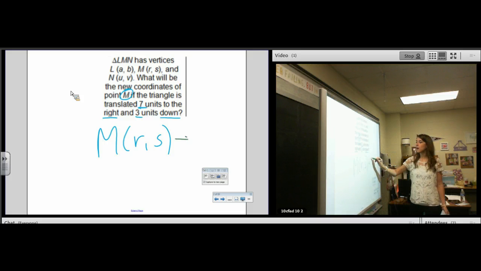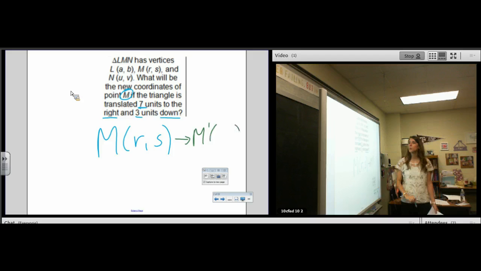So when you go 7 units right, what does that affect? Your x. Is it positive or negative? Positive. So that's r plus 7. When you go 3 units down, what does that affect? Your y, and is it positive or negative? Negative. So s minus 3. R plus 7 comma s minus 3. And that's actually what the answer is. That's the final answer.